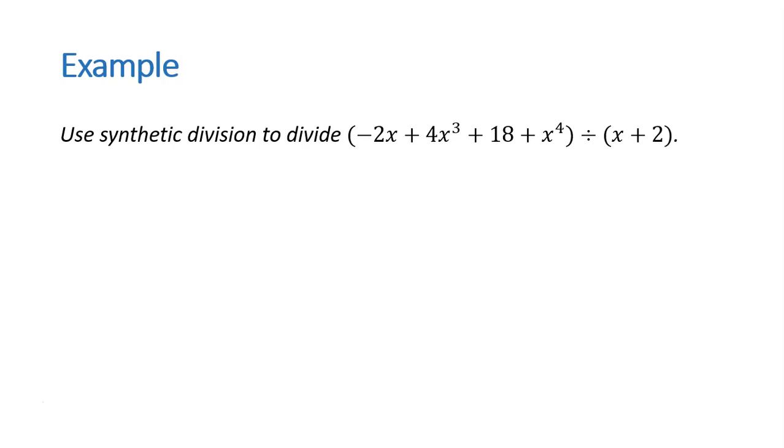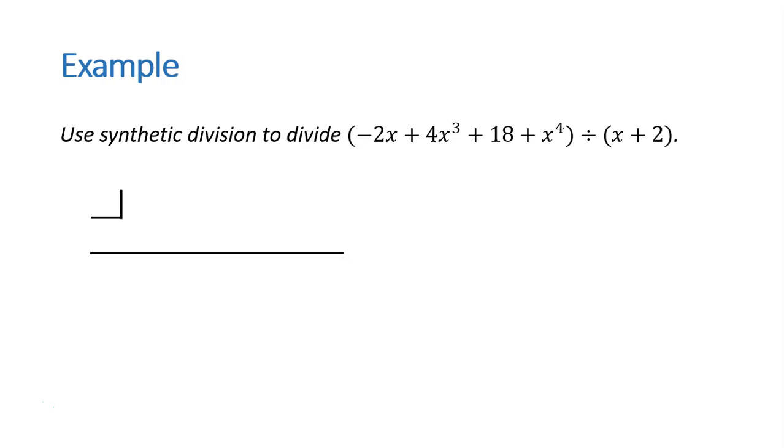So notice for our division, our highest exponent is 4. So we've got an x to the 4th, then we've got an x cubed. We're missing an x squared term, so we're going to need to add in a placeholder for that. Then we've got our linear term and we've got our constant. But everything is completely out of order. So when we set up this synthetic division, we're going to have to make sure to put all these terms in order from highest exponent to lowest exponent.